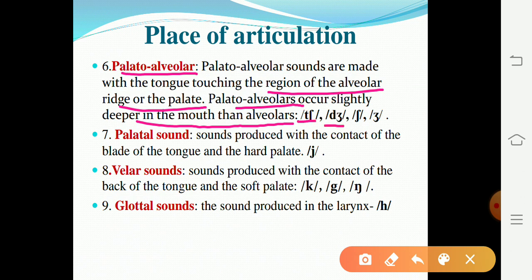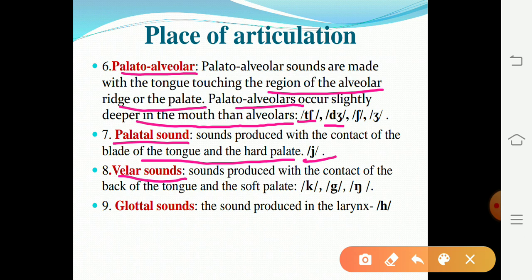ch, sh and zh. Then comes the palatal sounds, sounds produced with the contact of the blade of the tongue and the hard palate. It means the front of the tongue is the active articulator and the hard palate is the passive articulator. The sound is y.